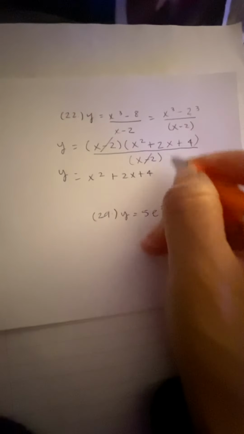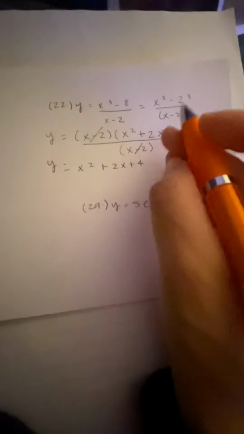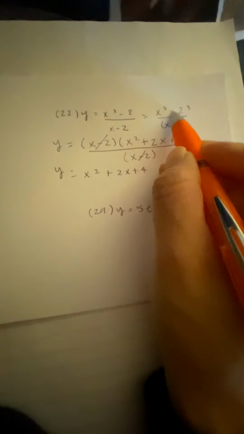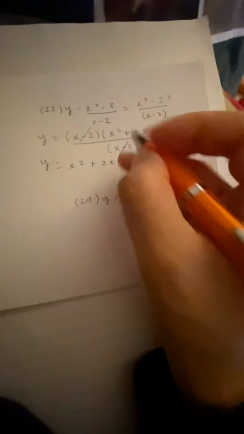So this one was hard if you didn't know how to factor cubes, but that's how you factor them. And if this was an addition sign, then it's the same thing except that every sign flips. So like this would be a plus 2 and these would be minuses. Okay. And then the derivative of this, easy, 2x plus 2.